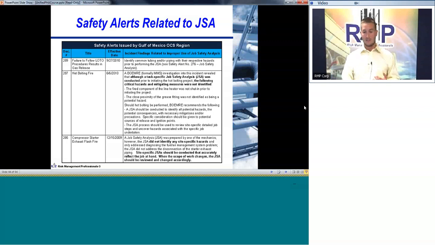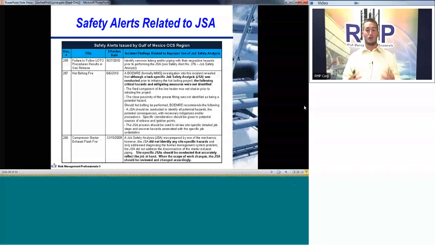A job safety analysis, JSA, was prepared by one of the mechanics. However, the JSA did not identify the site-specific hazards and only addressed diagnosing the fuel air management system problem. The JSA did not address the disconnection of the starter exhaust piping. So this brings us to the comment that a site-specific JSA should be conducted and accurately reflected for the job at hand.